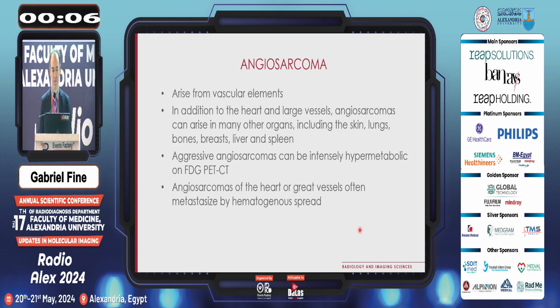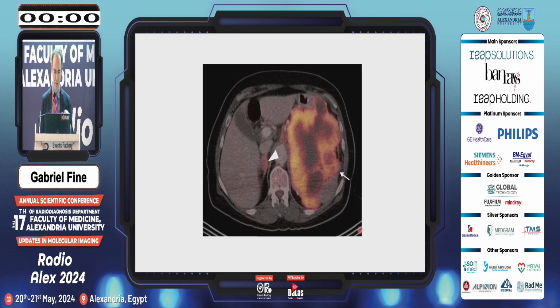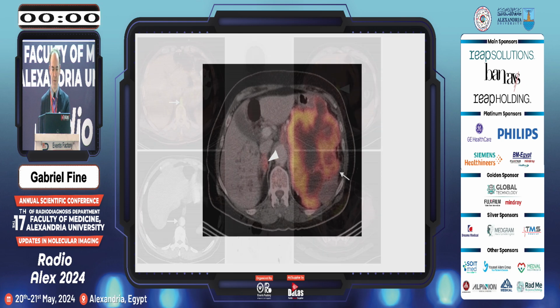Angiosarcoma typically arises from vascular elements. In addition to the heart and large vessels, angiosarcomas can arise in many other organs, including the skin, lungs, bones, breast, liver, and spleen. Aggressive angiosarcomas can be intensely hypermetabolic on FDG PET-CT. Angiosarcomas of the heart or great vessels often metastasize by hematogenous spread. So this is just one angiosarcoma of the spleen with an adrenal metastasis. And you can see the hypermetabolic splenic tumor with scattered areas of necrosis, and a hypermetabolic right adrenal metastasis is also present.